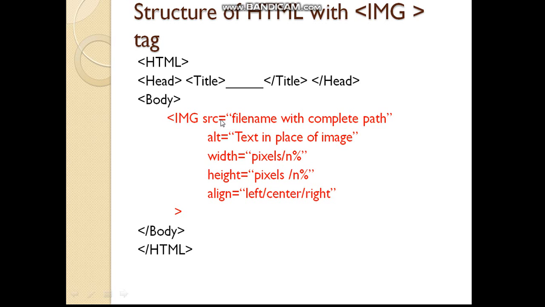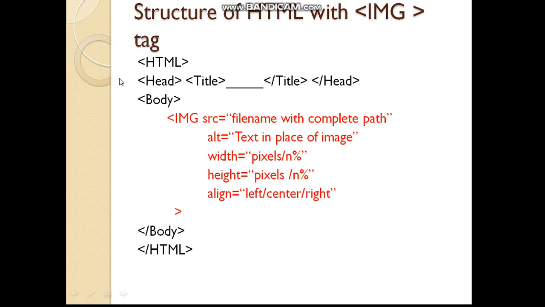Then alt, that is your alternate text. Suppose due to some reason the image is not displayed, at that time the text will be placed in the place of your image. So text in the place of image, that is your alternate text. This text will be visible if your image is not visible, maybe due to a slow network or any other reason, maybe your file is missing, then the alternate text will be displayed.